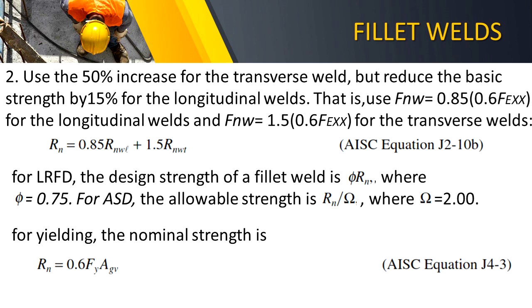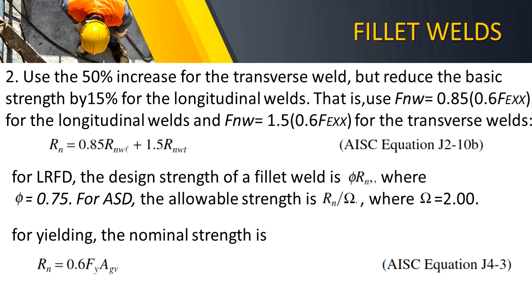Second, use the 50% increase for the transverse weld, but reduce the basic strength by 15% for the longitudinal weld. That is, use FNW equals 0.85 times 0.6 FEXX for the longitudinal welds, and FNW equals 1.5 times 0.6 FEXX for the transverse welds. Use Rn equals 0.85 RNWL plus 1.5 RNWT, given by AISC equation J2-10B.